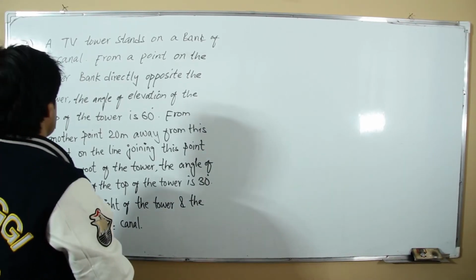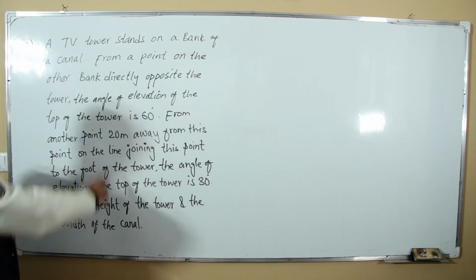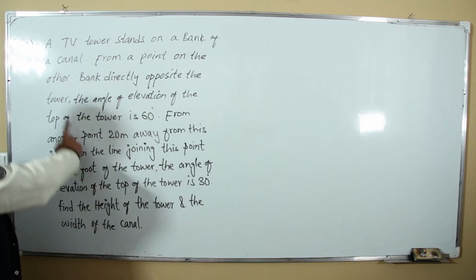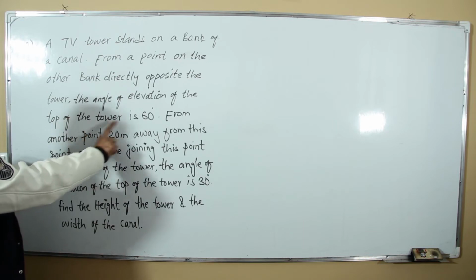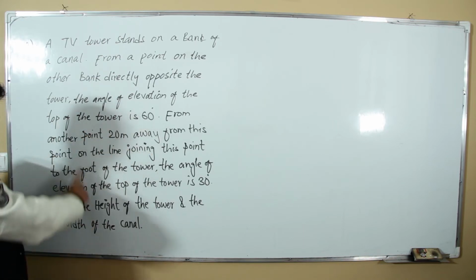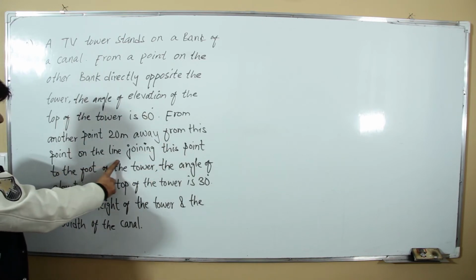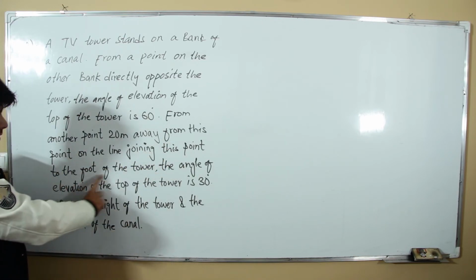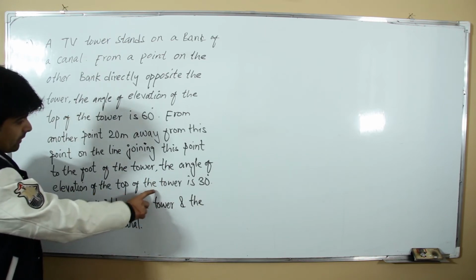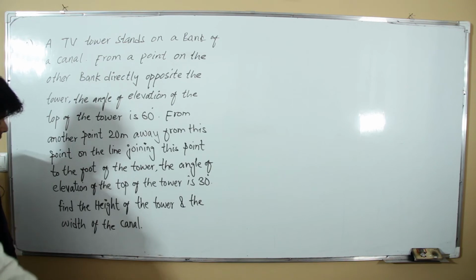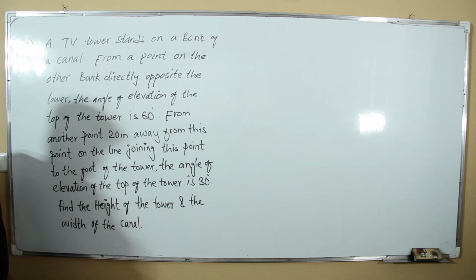Question number 10. A TV tower stands on a bank of a canal. From a point on the other bank directly opposite the tower, the angle of elevation of the top of the tower is 60 degrees. From another point 20 meters away from this point on the line joining this point to the foot of the tower, the angle of elevation of the top of the tower is 30 degrees. Now, you have to find the height of the tower and the width of the canal.